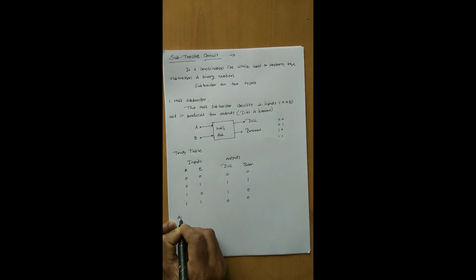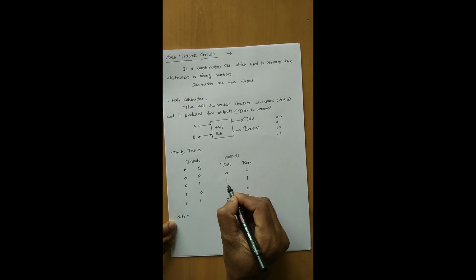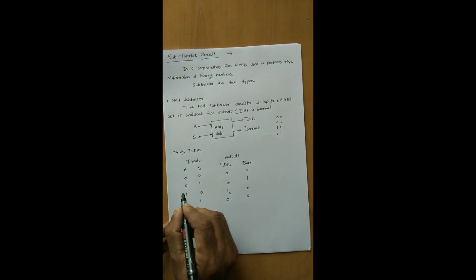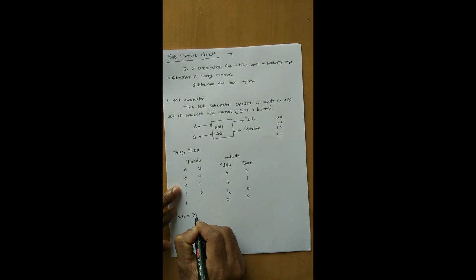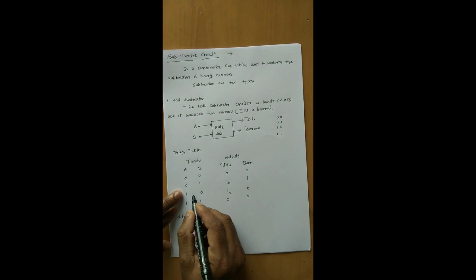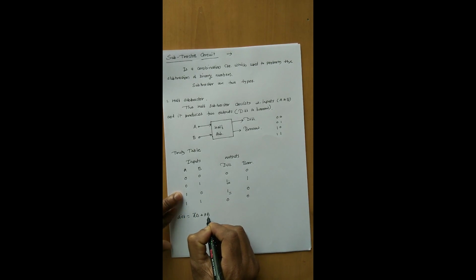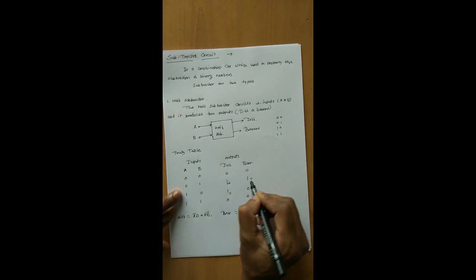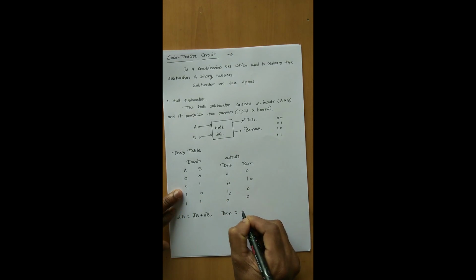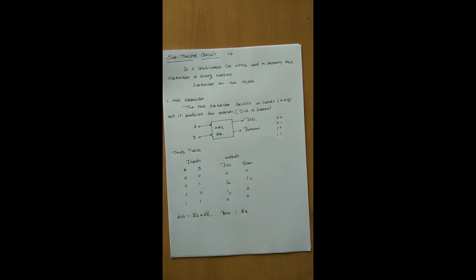For the difference, consider only the rows where a 1 is present and go through those input combinations. For these, the terms are A bar B plus A B bar. This is the difference, and the borrow is nothing but A bar B. I hope you understand these Boolean expressions with the help of the truth table.